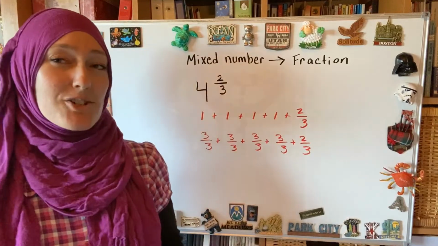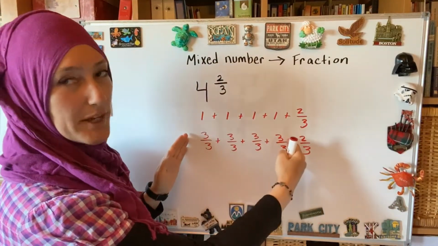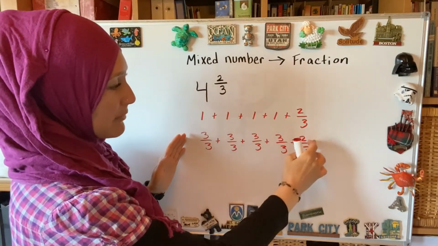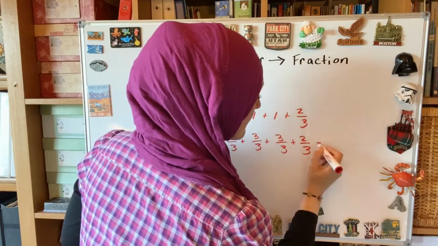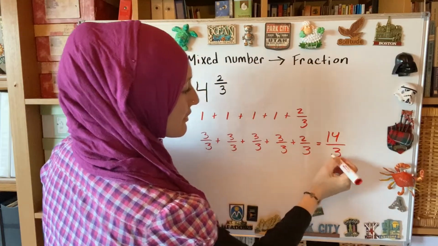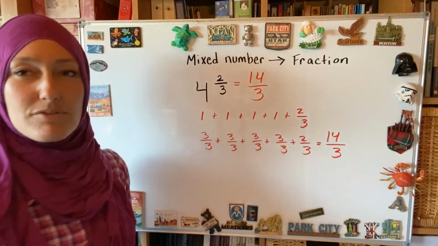Okay, why does the shortcut work? So what I'm saying is 3, 6, 9, 12. 4 times 3 is 12. There's my 4 times 3. Then I'm adding my leftover 2. So that's 14. And my denominator is 3. So this equals 14/3.